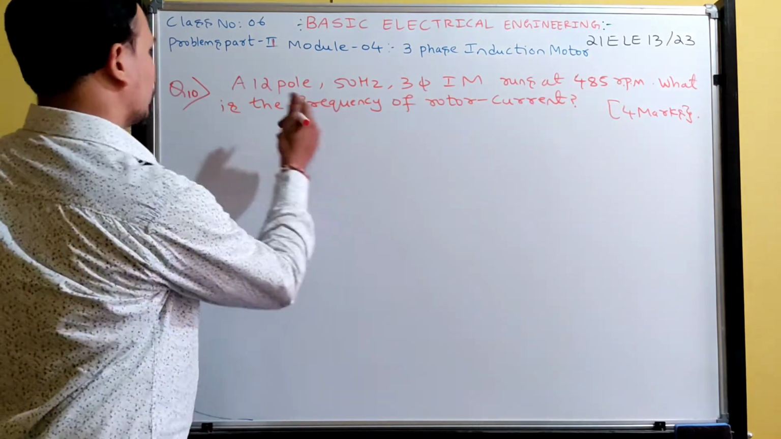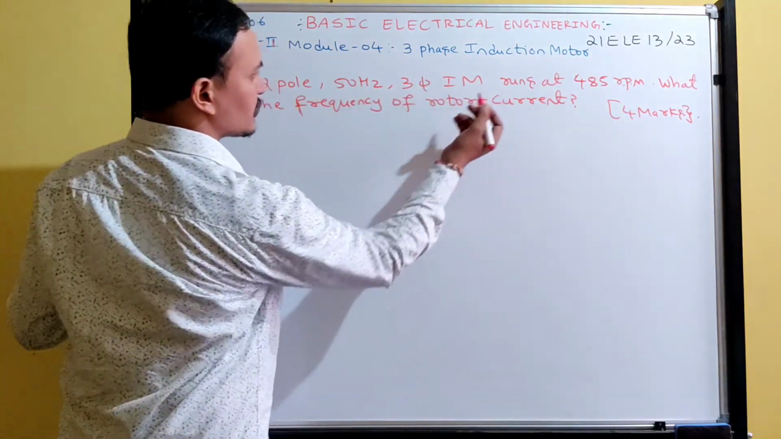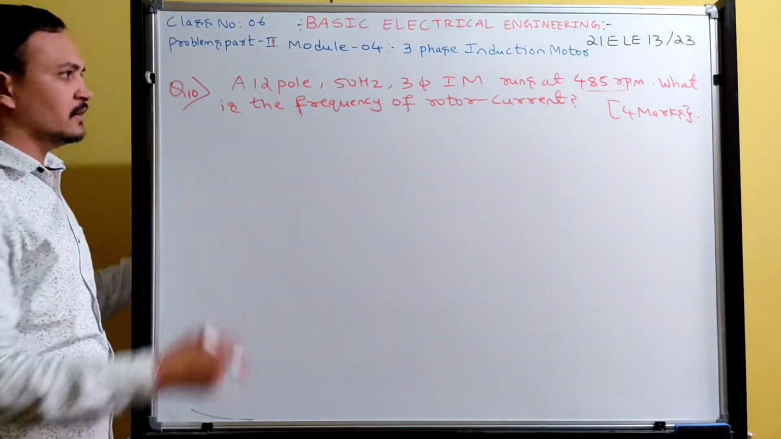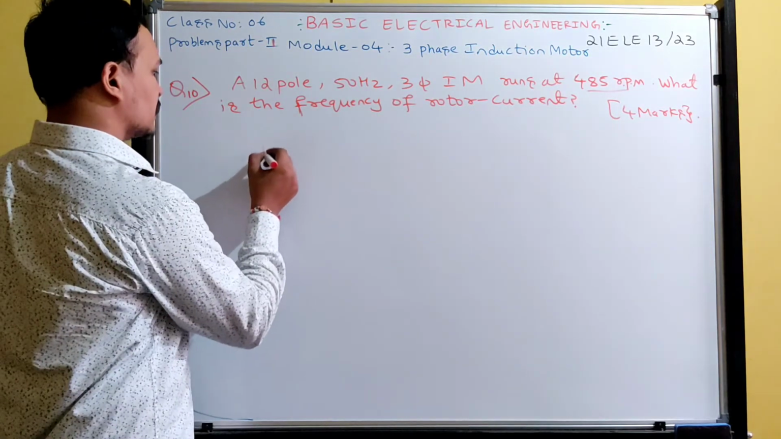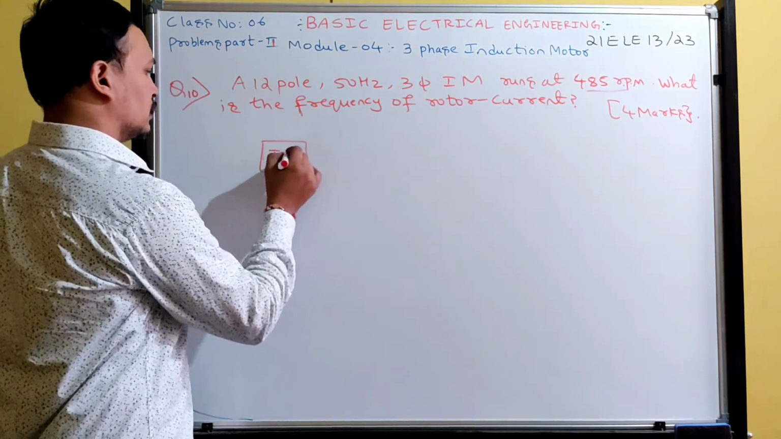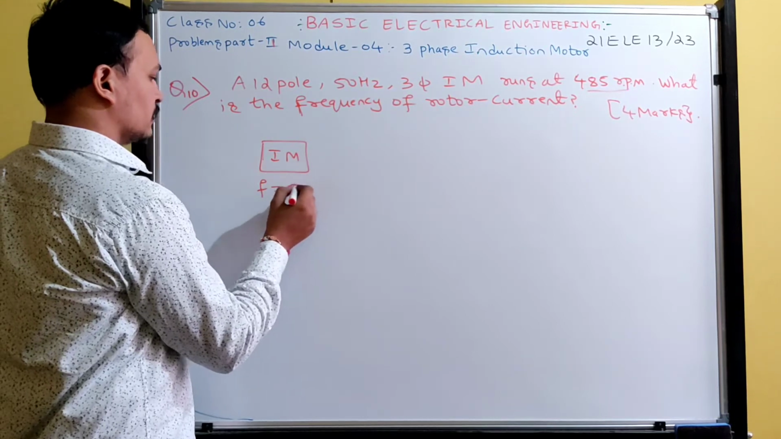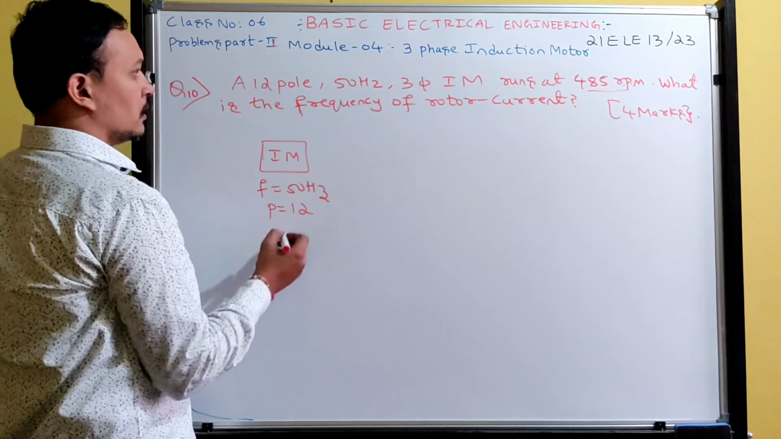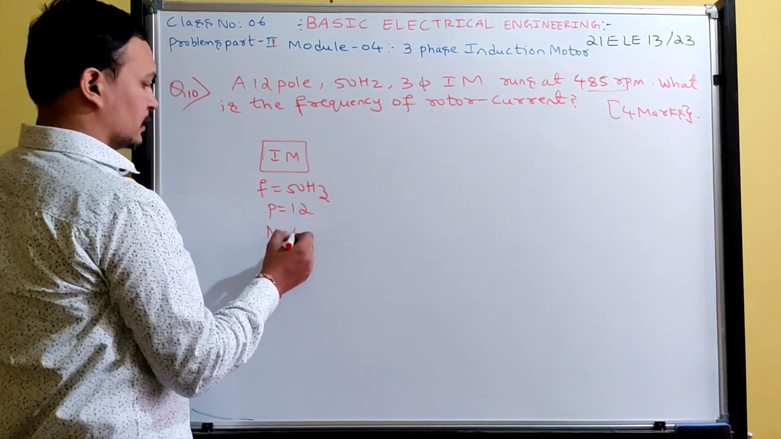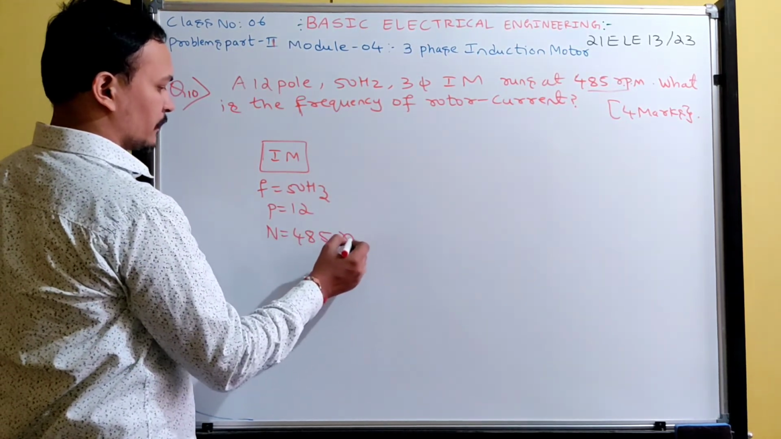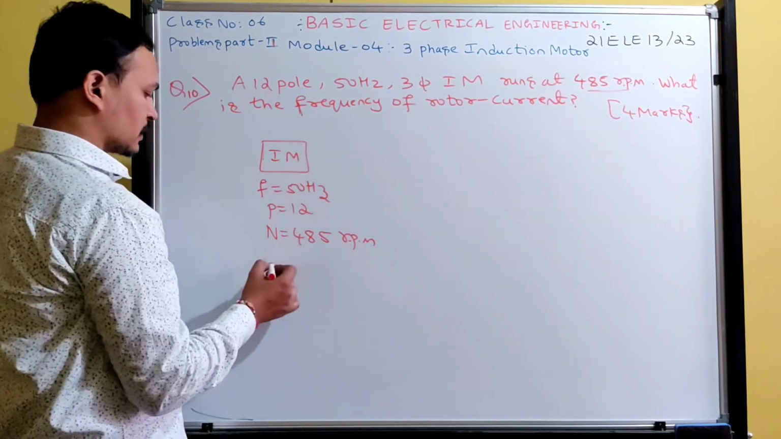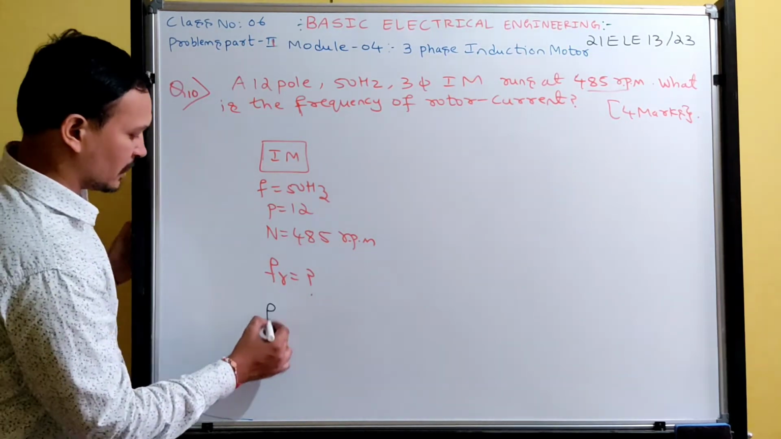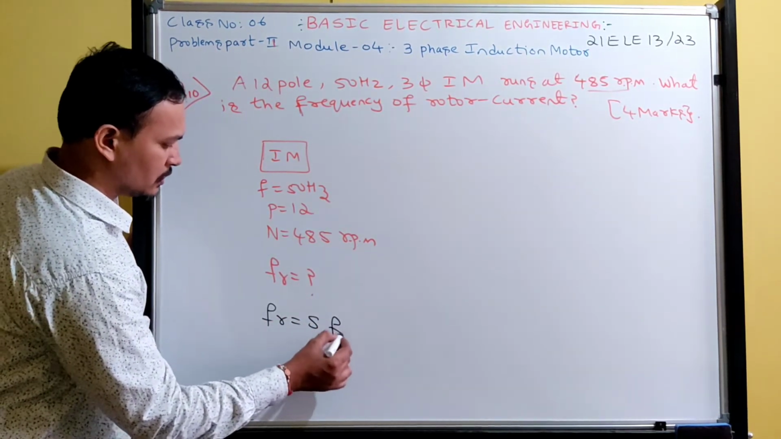Got it? So, a 12-pole 50 Hz 3-phase induction motor runs at 485 RPM. What is the frequency of the rotor current? Direct question. Only one machine, the induction motor. Frequency is 50 hertz, number of poles is 12, and the motor runs at 485 RPM, and they are asking what is fr. What is the fr formula? fr is equal to s f.